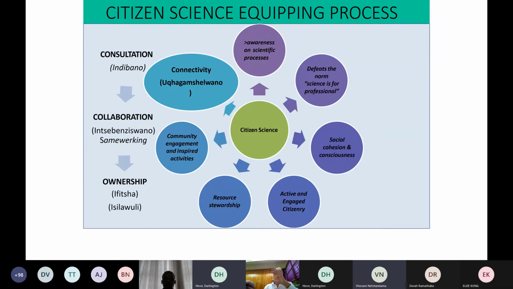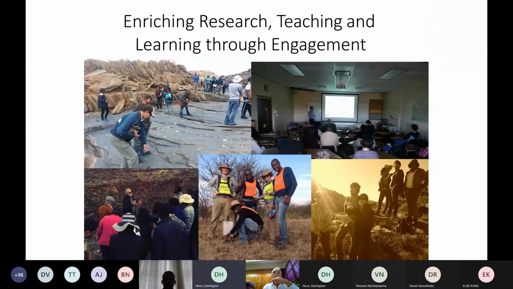Yes. Okay, this is the model that they used working in the Karoo. It was consultation, collaboration, and then the community taking ownership and doing some of the work with the university. And you'll find it's a lot about building relationships, working with the community. This is just some of the shots about enriching research, enriching teaching through engagement, and the particular engagement project.